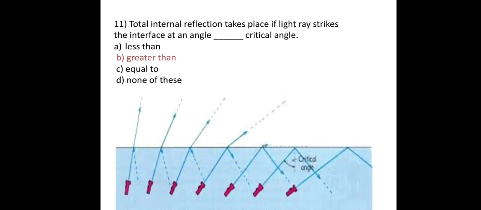The total internal reflection takes place if a light ray strikes the interface at an angle greater than the critical angle. As shown in the picture, to reflect an incident light, the angle is more than the critical angle. Okay, go to the next question.